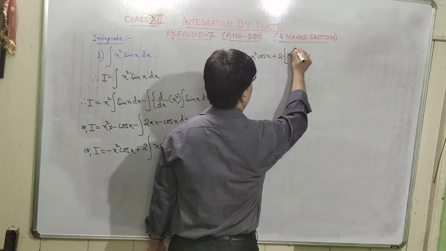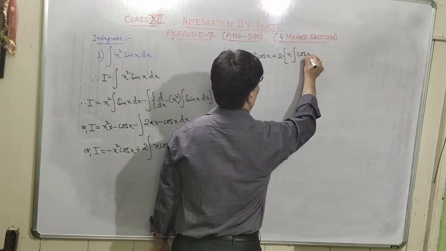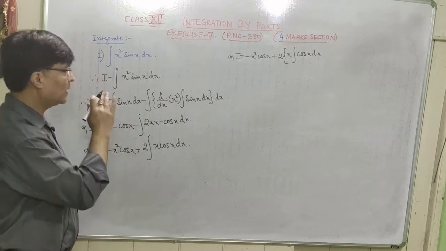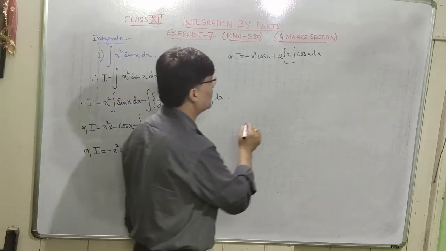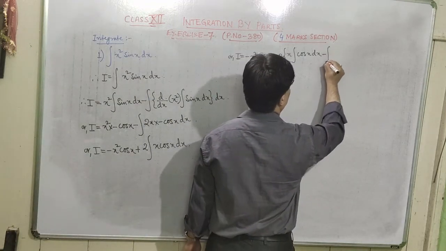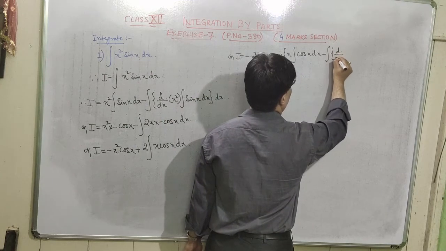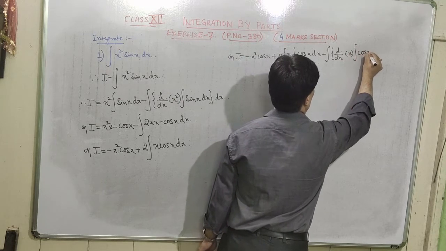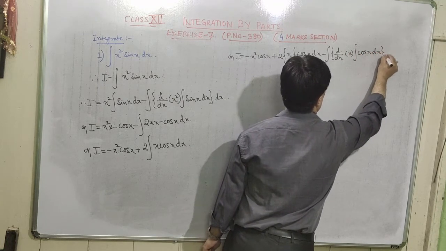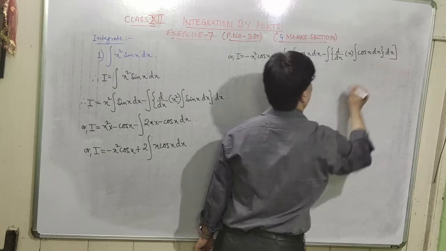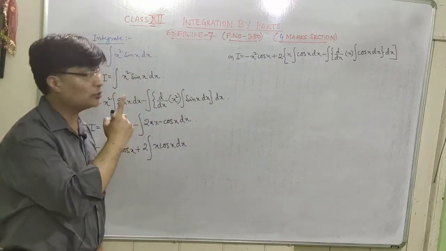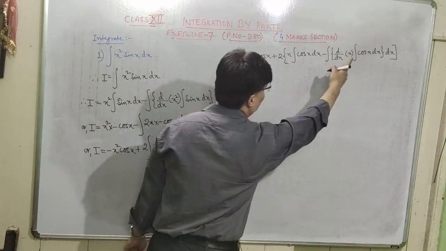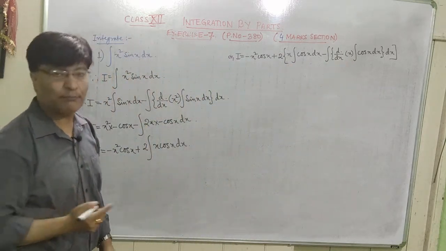So x, integration of cos x dx. x comes in front of the integral sign, that is x integration of cos x dx, then minus integration of second bracket, this is dy/dx of x, integration of cos x dx, second bracket closed, dx, then third bracket is closed. So I think you have understood it. So this is the formula for integration by parts.